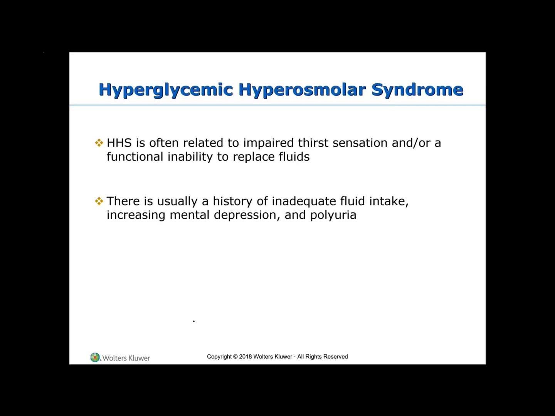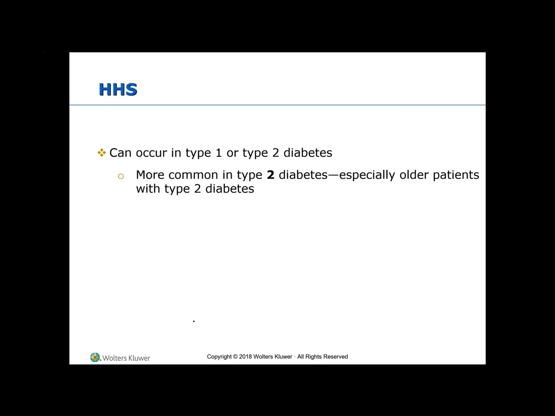HHS is also related to impaired thirst sensation or a functional inability to replace fluids. So we talk about this in the elderly, right? The elderly lose their thirst drive as well, so they're not going to feel it when they're as thirsty. It can occur in type 1 or type 2 diabetics, more often in type 2s, like we talked about.